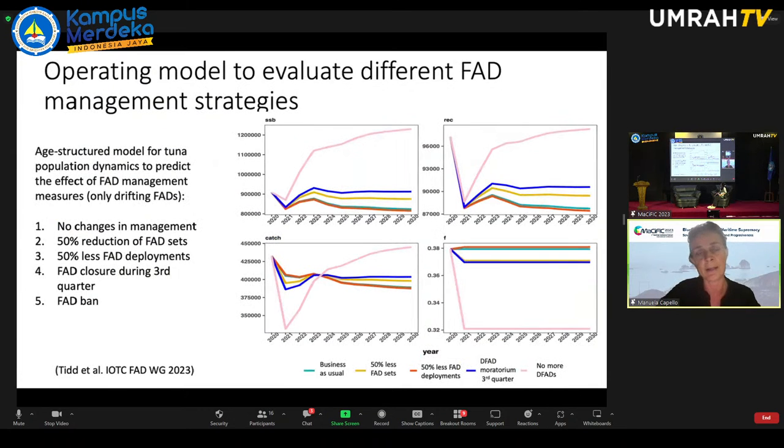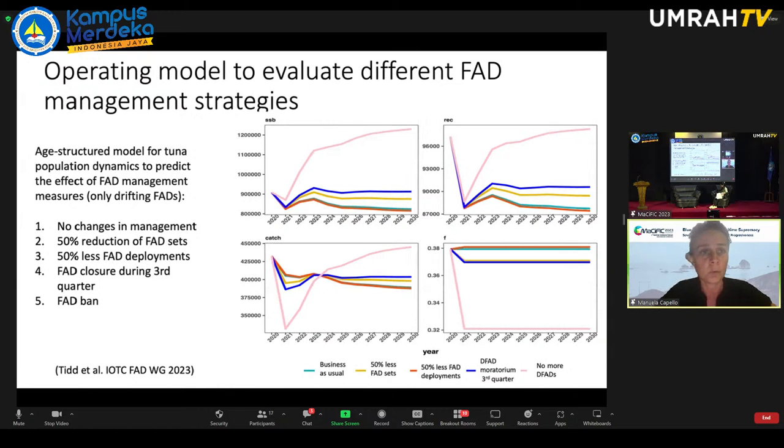And this is another kind of modeling approach that we will present next week to the Indian Ocean FAD Working Group. So here we developed an age-structured model for describing the population dynamics of tuna and to predict the effects of different FAD management measures for the drifting FADs. And I won't go into the detail, but we tested different scenarios for FAD management, from a 50% reduction of the FAD sets up to the total FAD ban. And we could project how different stock characteristics, like the spawning biomass or the recruitment, would change depending on the different management scenarios. And this will be discussed next week.